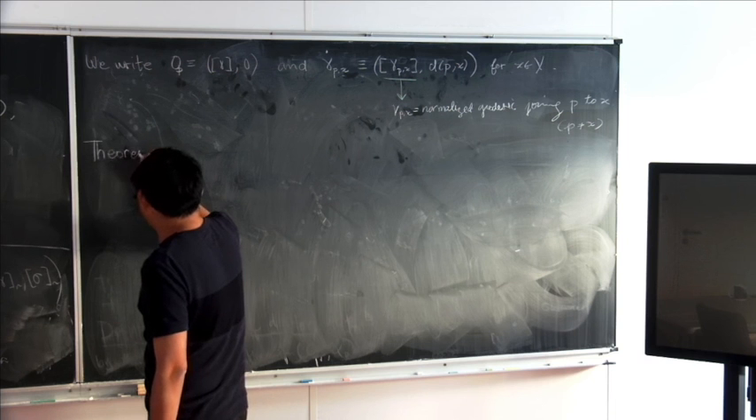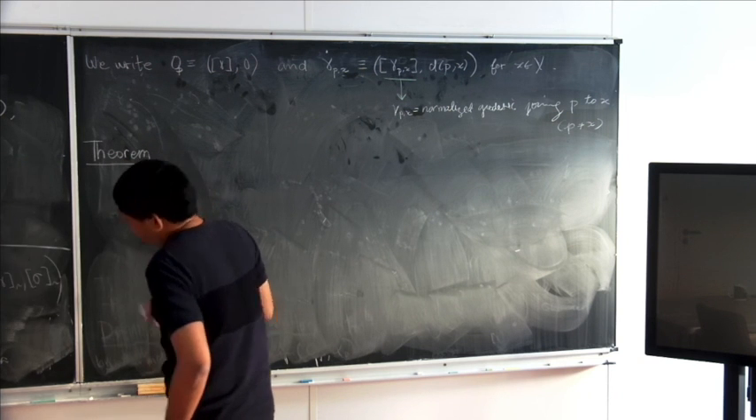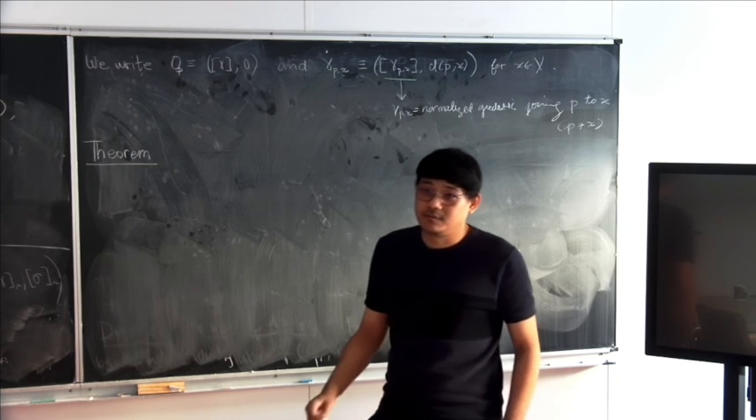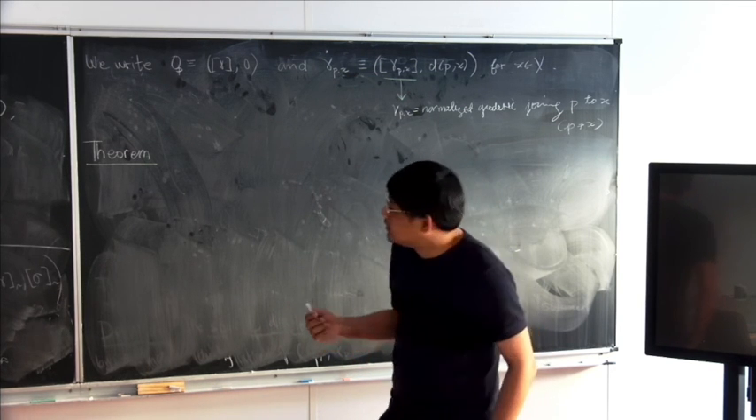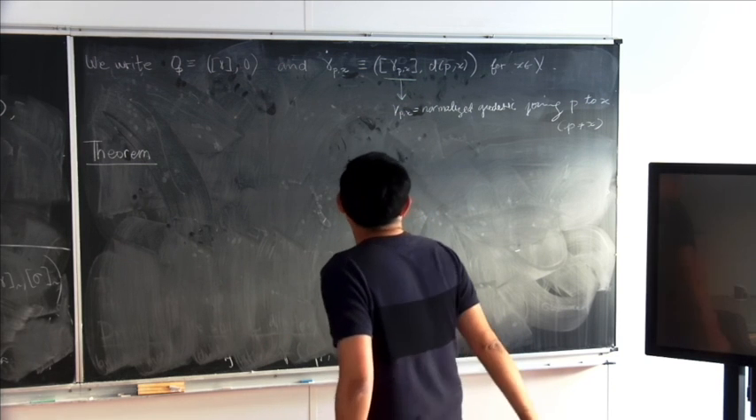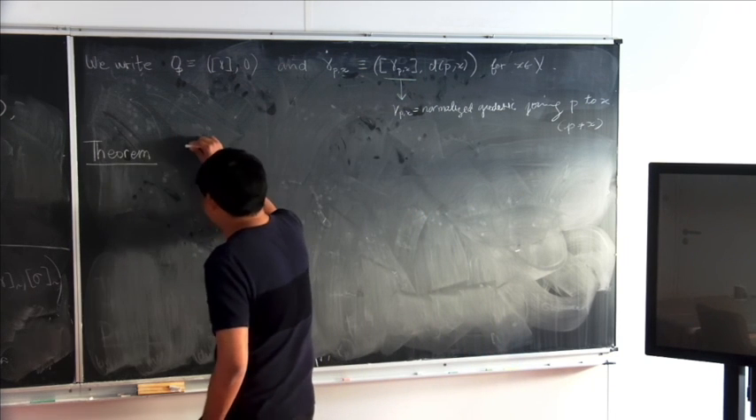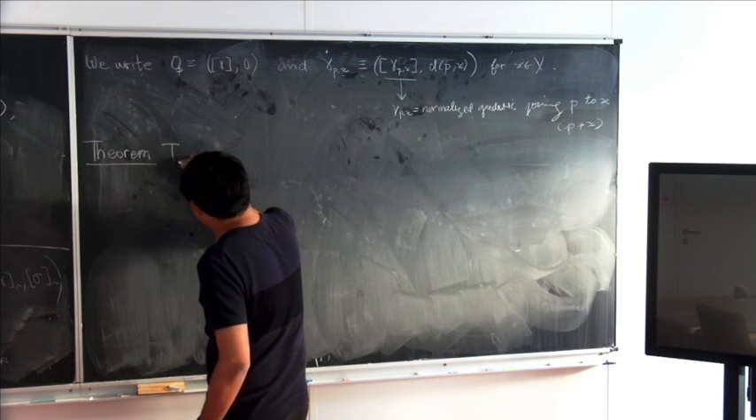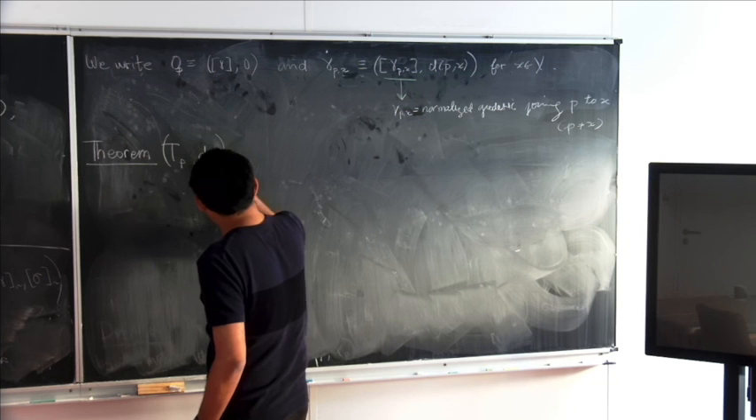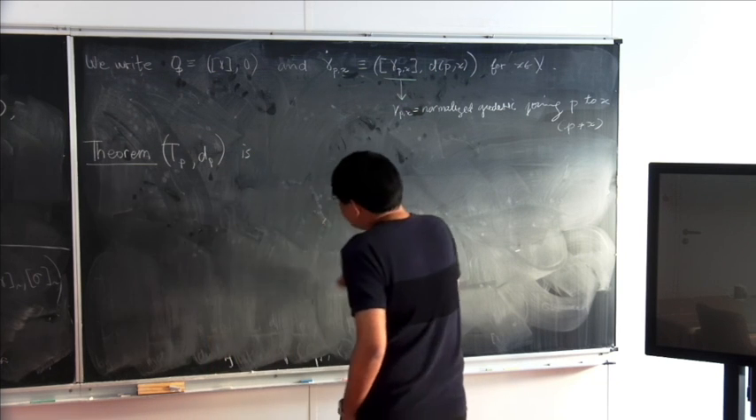And we have a theorem here. Of course, we know that this is a metric space by some results from the Euclidean cone over a metric space. But the theorem here says that the tangent space Tp and dp is a CAT(0) space.